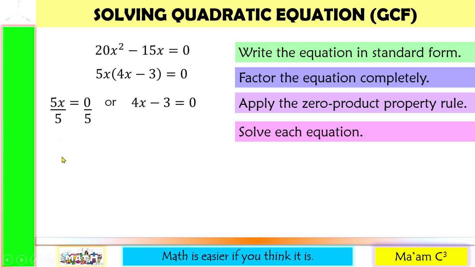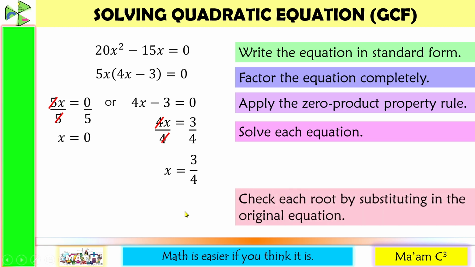This 5 and 5 here will cancel out. So we'll only have x. And 0 divided by 5 is still 0. For this one, we're going to move negative 3 first on the other side. It will become positive. Then to solve for x, we have to divide both sides by 4. So 4 and 4 will cancel out. So x is equal to 3/4.